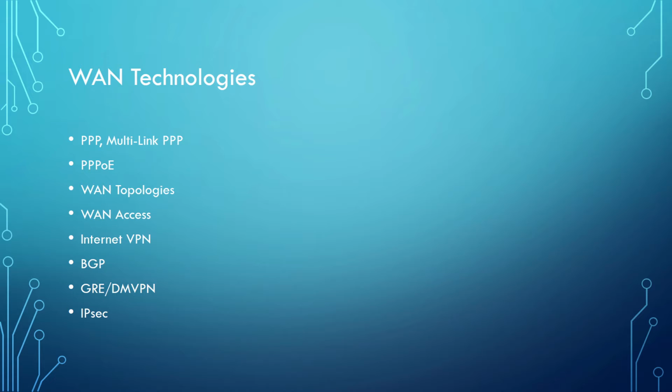PPPoE is actually relatively easy to work with. The configuration, if you've never dealt with it before, can be a little convoluted, but it definitely does get the job done. We're going to focus on WAN topologies, and the different types of WAN topologies, like point-to-point, point-to-multipoint, multi-access, things like that, how those come into play.